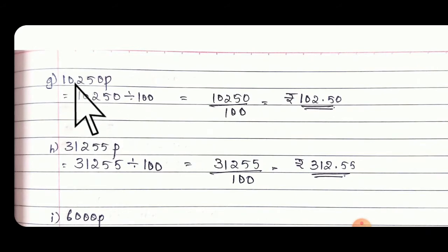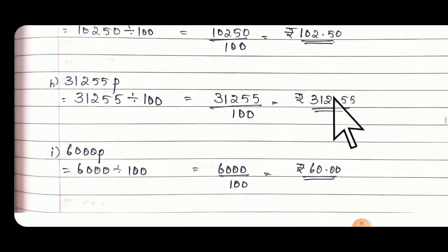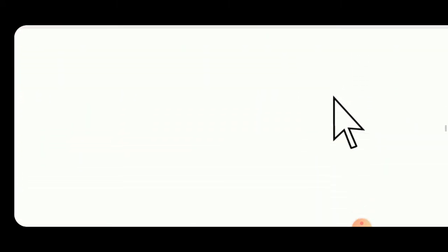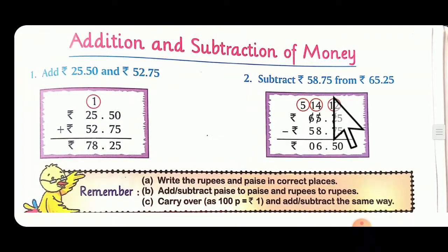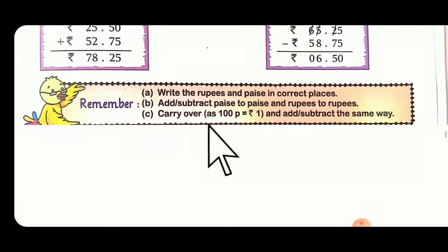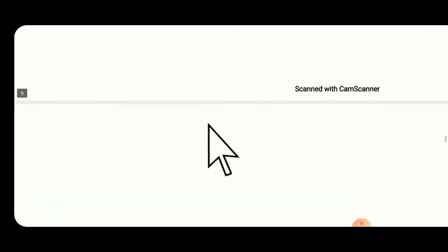Then next, 10,250 paise it is. You have to convert into rupees. So divide by 100. If you divide, it becomes 102 rupees and 50 paise. The next one is addition and subtraction. It is also a regular thing, addition in the same manner, whereas in the subtraction, if from is given, write down this one first, the bigger one, and below the smaller thing.